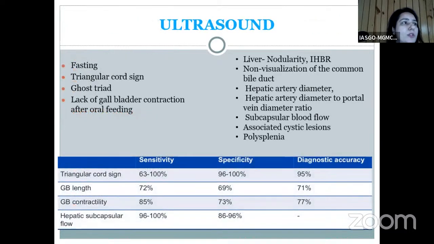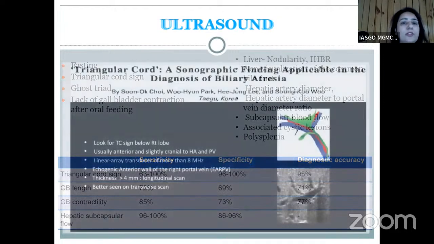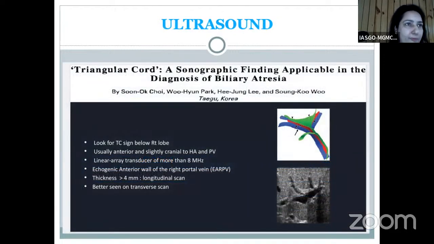Now, ultrasound, I will not go much into the details. I will be talking just specific to biliary atresia. Two important signs are there. One is the triangular cord sign. It has a diagnostic accuracy of almost 95% with a sensitivity and specificity reaching almost up to 100%. So what is triangular cord sign?